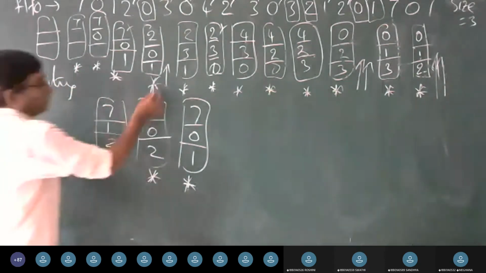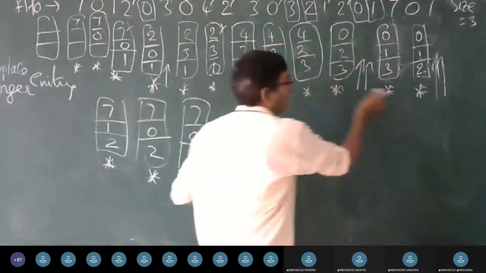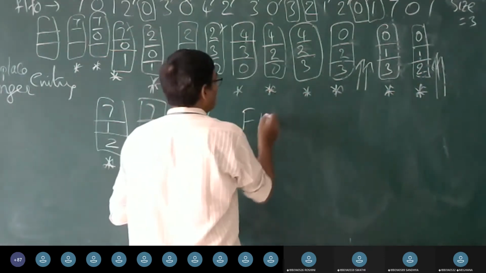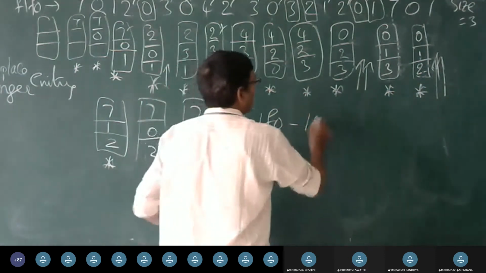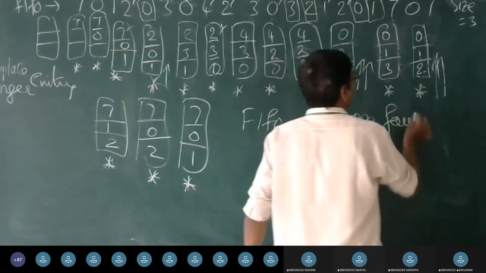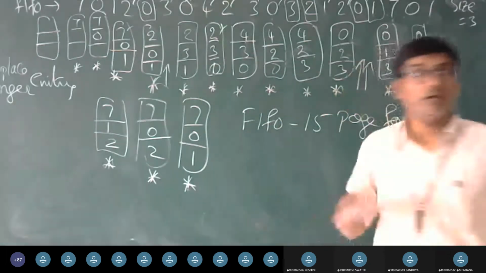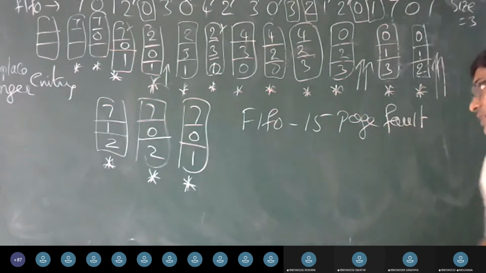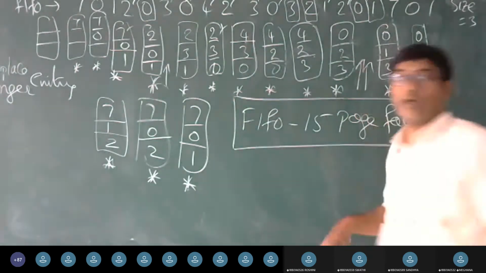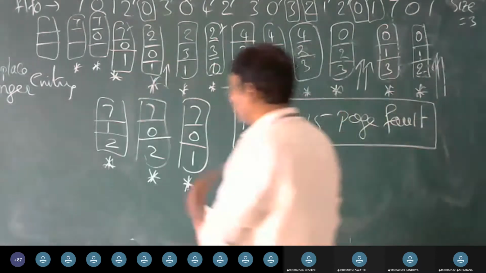Now you can count the total number of page faults. So 1, 2, 3, 4, 5, 6, 7, 8, 9, 10, 11, 12, 13, 14, and 15. So first in, first out is going to have 15 page faults. Okay, you can record this.